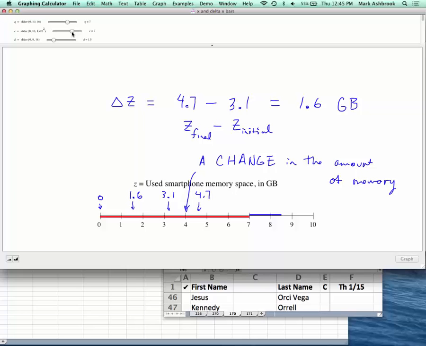Okay. All right. So in terms of the memory that's being used at the moment, you're saying you're going to start using an app, and that's going to take up 1.6 gigs to run that app. Is that what you're saying? Okay. Yeah, that's good. What else might it mean?